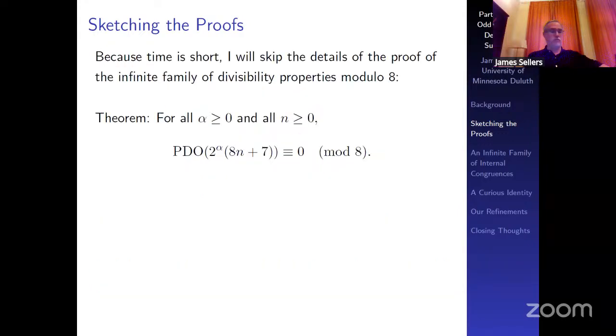So time is short today. I want to share lots of other stuff with you, but I'm just going to point out that you could prove this theorem in the exact same fashion. You find some basis cases, you prove them directly, then you find an internal congruence mod 8, use that as your engine, and go from there. And my paper in Integers does exactly that.